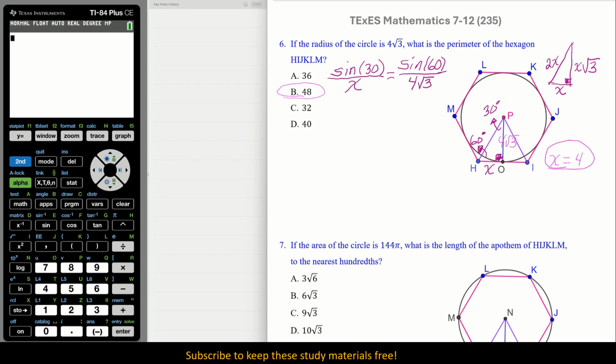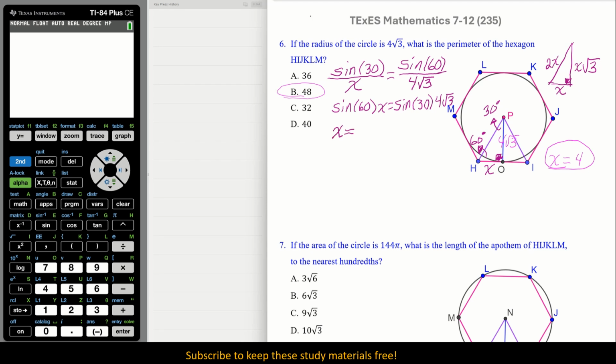Okay, all right, so we have the sine of 60 x equals the sine of 30 times 4 square roots of 3. Yeah, I kind of wrote that backwards, but it doesn't matter. Okay, so let me rewrite it. What will that give us?